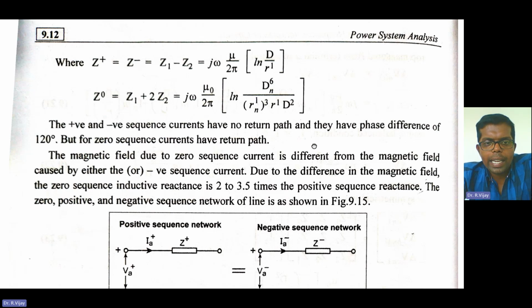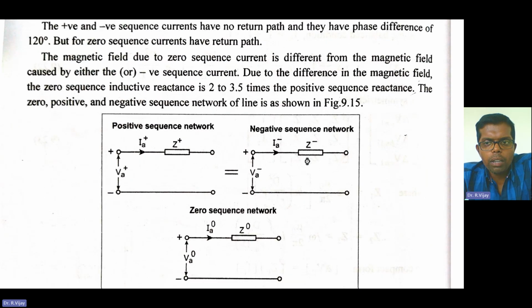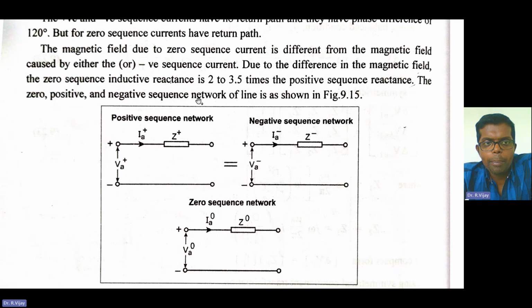The positive and negative sequence currents have no return path and have a phase difference of 120 degrees, but the zero sequence currents have a return path. So here, similarly, the magnetic field due to the zero sequence current is different from the magnetic field caused by the negative sequence current. Due to the difference in the magnetic field, the zero sequence inductive reactance is 2 to 3.5 times the positive sequence reactance.